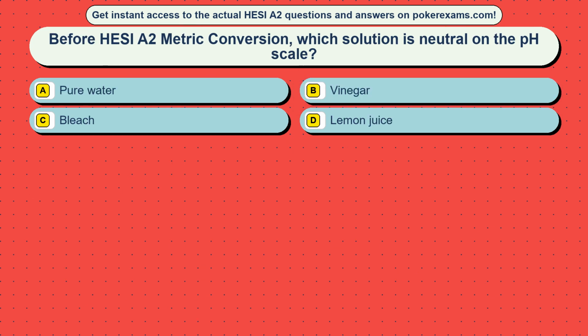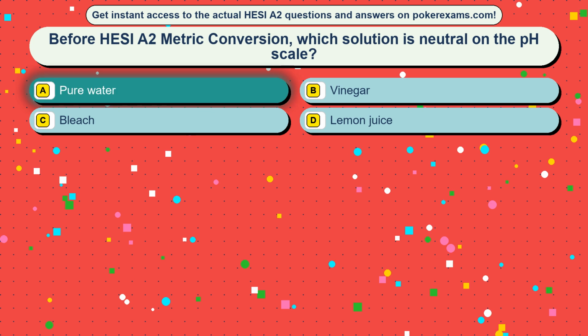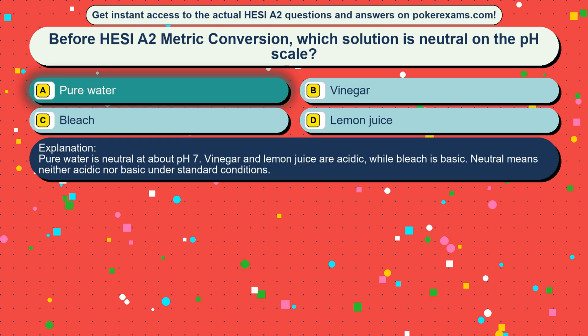Question 25. Before HESI A2 metric conversion, which solution is neutral on the pH scale? Option A, pure water. Option B, vinegar. Option C, bleach. Option D, lemon juice. The correct answer is option A, pure water. Pure water is neutral at about pH 7. Vinegar and lemon juice are acidic, while bleach is basic. Neutral means neither acidic nor basic under standard conditions.